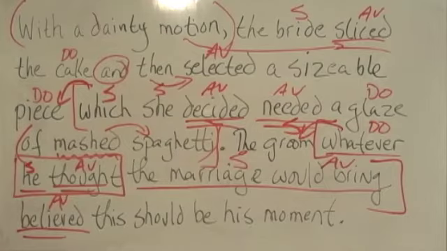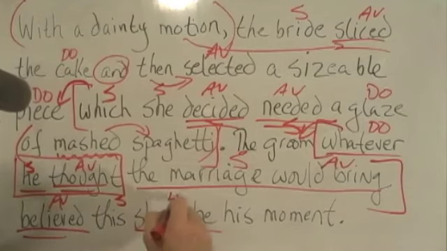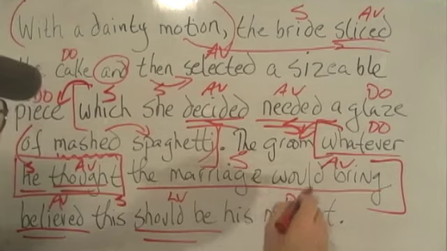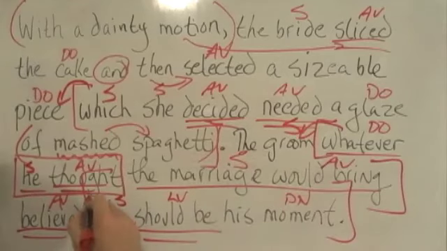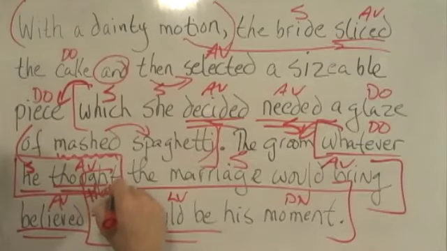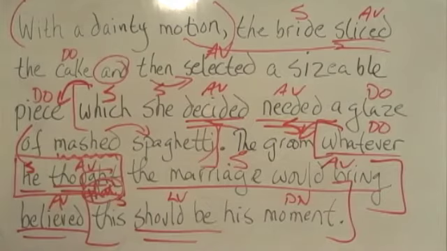We've got one final clause here. This should be his moment. Subject should be, that's a linking verb, moment, predicate noun. It looks like an independent clause, but you can't have an independent clause here, and what we're missing is the subordinate conjunction, T-H-A-T. The groom believed what? That this should be his moment.